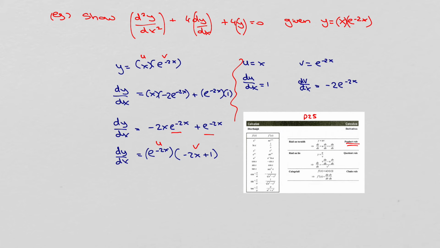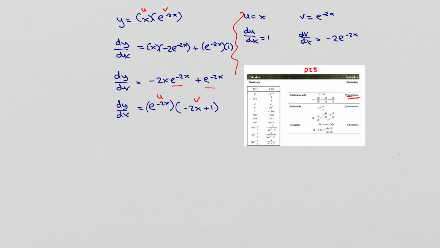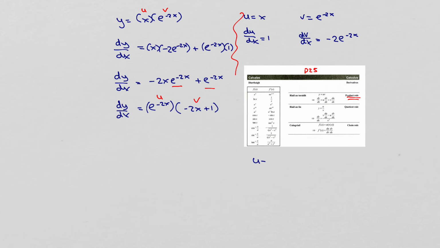So I'm going to repeat the process. So I'm going to say, well, u is equal to e to the minus 2x. So du/dx is again minus 2 times e to the minus 2x. So the derivative of e is itself, and again, I can see that here in my tables, and then times the derivative of the power of e, which is minus 2. v is equal to minus 2x plus 1. Therefore, dv/dx is equal to minus 2.